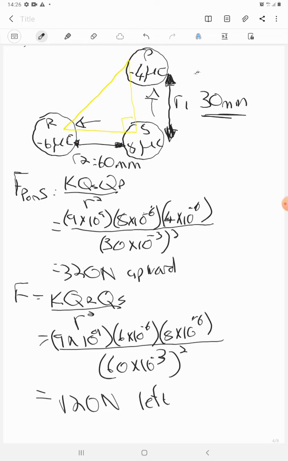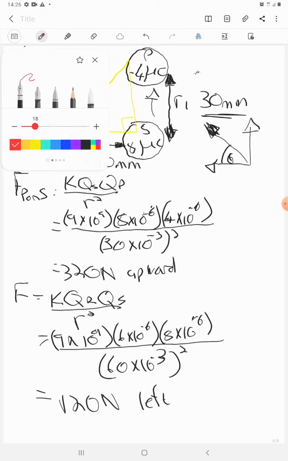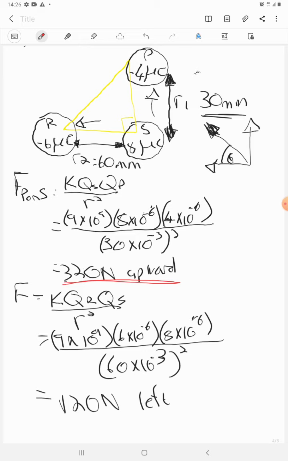If I have to draw my free body diagram, it's going to look like this and like that, with my forces going outwards like this, and then an overall net force, which I'm now trying to find, going in this direction over here. I don't know what my theta is going to be, and that is the issue. Now I've got these two values: my 320 newtons upwards and my 120 newtons to the left.